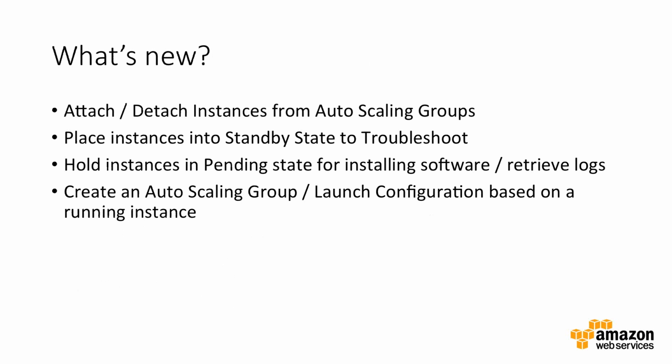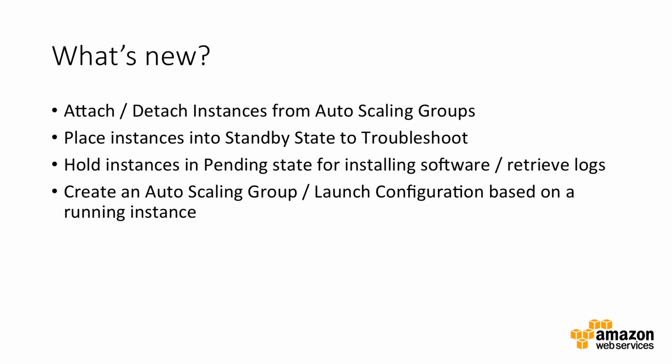From what's new on the platform, so I mentioned this in the talk. You can attach and detach instances from autoscaling groups now directly. So if you already have an instance running and you want to use that as the base EC2 instance, you can do so by attaching it to the autoscaling group. You can place instances into standby states to troubleshoot. So if you have an instance that hasn't come online completely, you can actually have it move out of the autoscaling group but put it into a standby state so you can actually log in and troubleshoot it.